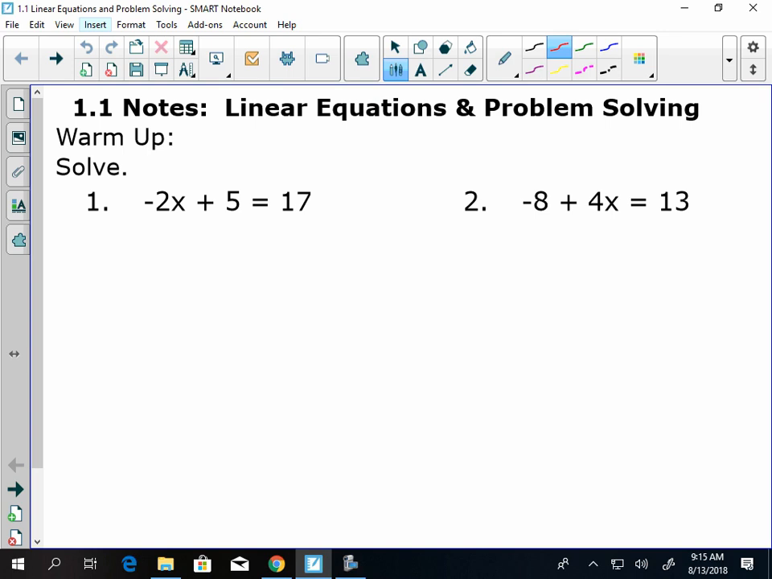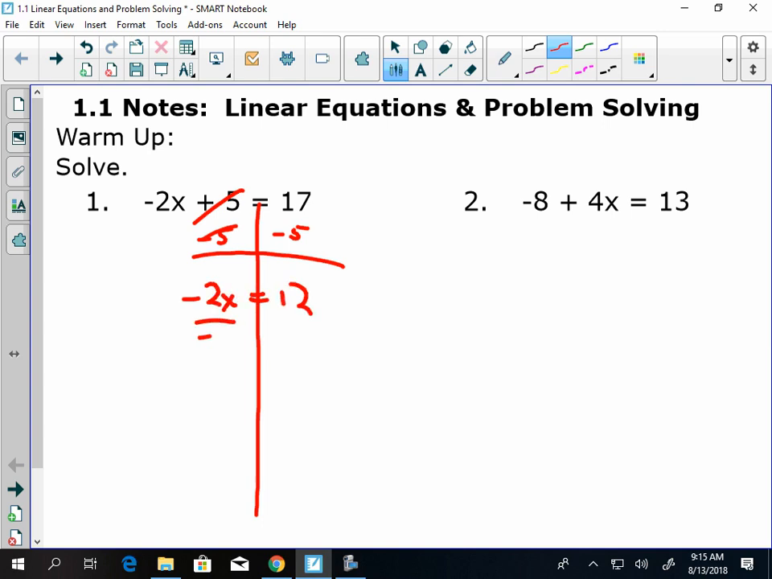if you're having problems with the warm-ups, you have to come in and get help. We're not always going to go over them. We are today. So I put a line at the equal sign. First thing I have to do is get rid of the loner. That's the 5. So I'm going to subtract 5 from both sides. Negative 2x equals 12. Then I divide by negative 2. X equals negative 6. Now, if you got that wrong, please come in and ask questions.